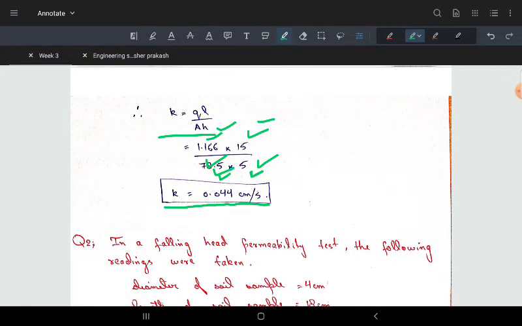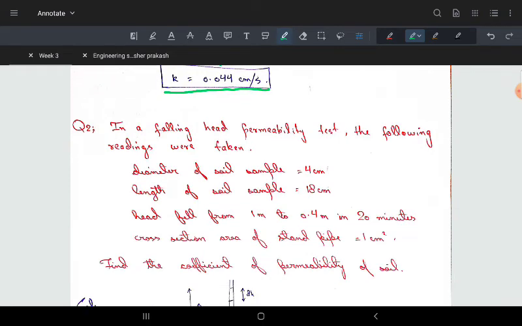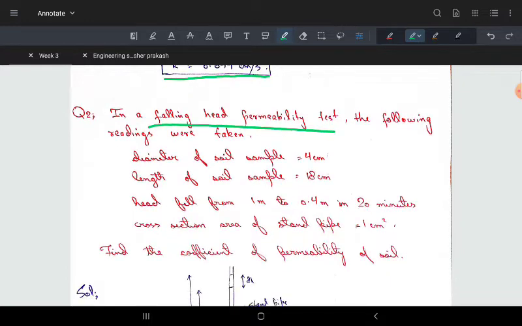So we are done with the constant head permeability test. Now the second question that we have is based on the falling head, or varying head, permeability test. Let me read the question first.